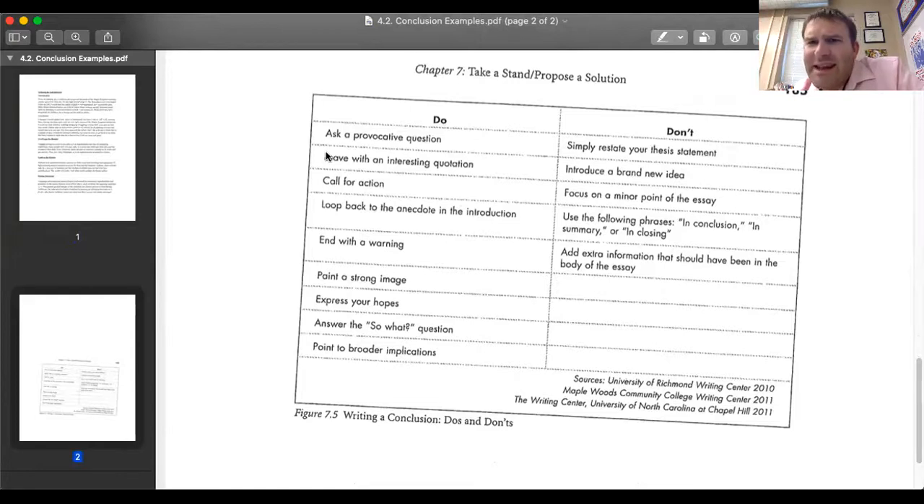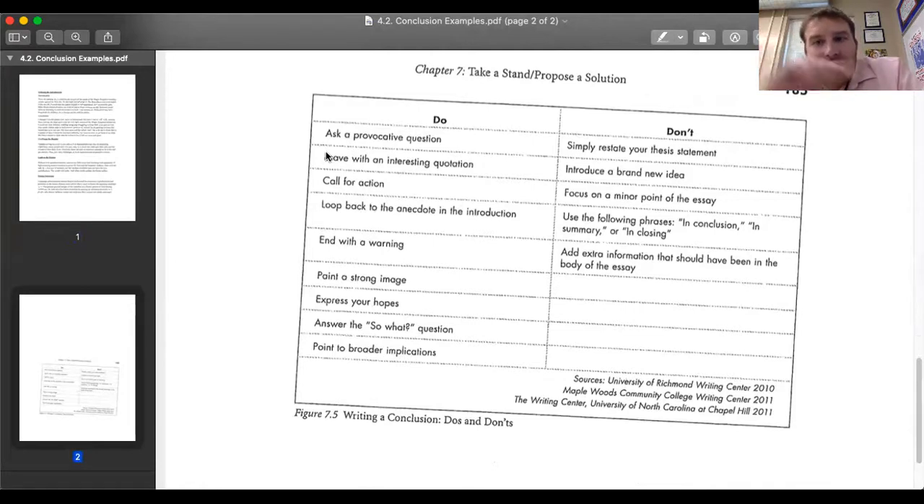Let's start with the negative. You don't need to do the following. Just simply restate your thesis. Don't just do that. You need to do more. And also don't use the exact same thesis statement that you used before. They've already heard that jazz. Reword it. Go with something a little bit different.